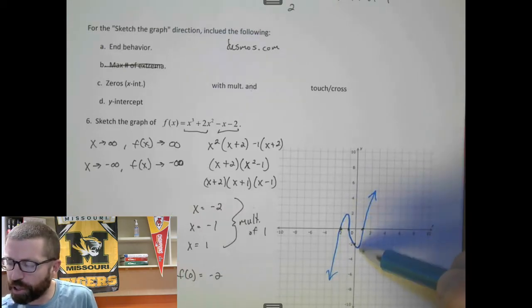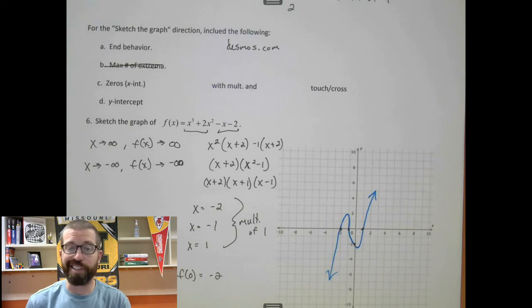Now, we did not find these values. You could approximate them by plugging in some numbers. There's some other things you can do. We're not going to worry about that.